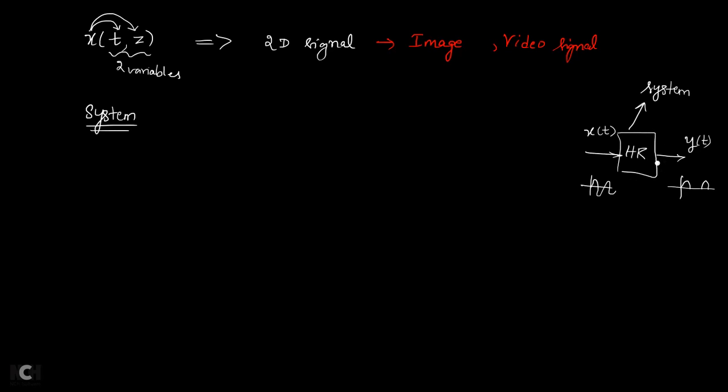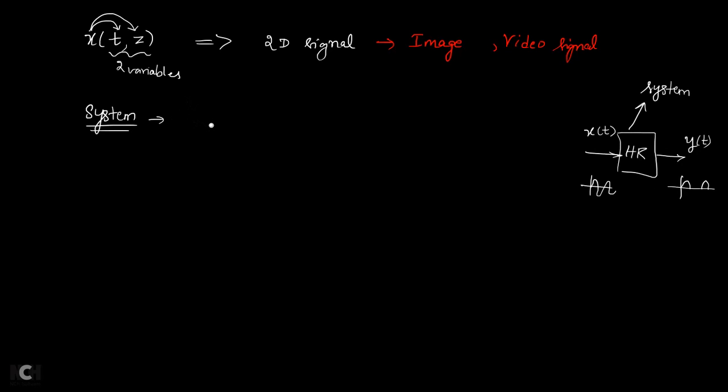A system can be a circuit, or an interconnection of other systems, or a program embedded on a programmable device, or anything. So a system is an entity. In general, we can call a system an entity which takes one input signal x of t, performs some operation on the input signal, and then produces an output signal. That is the definition we can give.